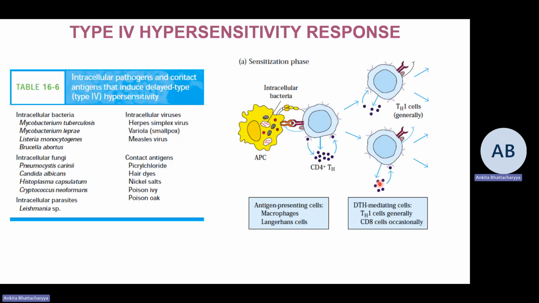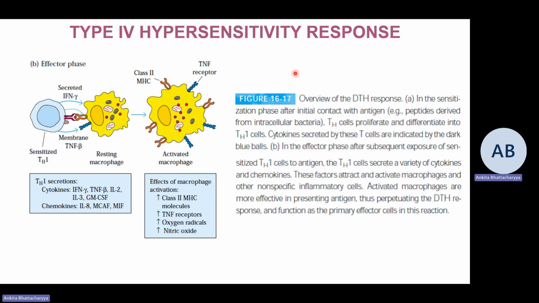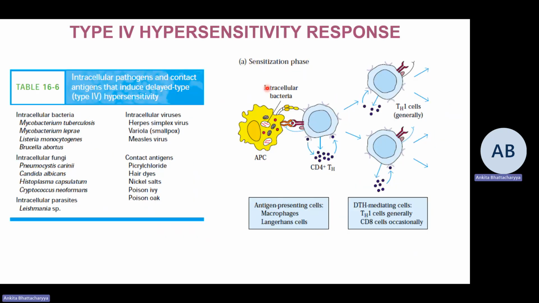What exactly happens in that response is that it occurs in two steps. The first is a sensitization step, and the second is an effector phase. In the sensitization phase, an antigen presenting cell carrying the intracellular bacteria, which it is presenting on its surface, interacts with the CD4 positive T helper cell, which releases certain cytokines and then differentiates into Th1 cells generally. Now, DTH or delayed type hypersensitivity mediating cells include Th1 cells generally and very occasionally CD8 T cells as well.